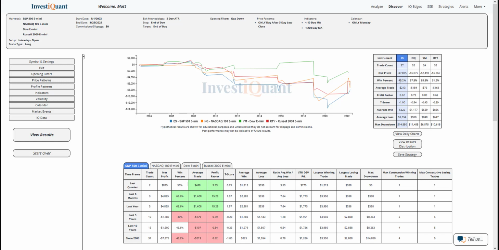If we look at the win rates, though, 3 out of 4 have been weaker. These lower win rates are indicating that like this 43% of the time, the S&P has closed above the open, so more often than not, it is closing below the open.